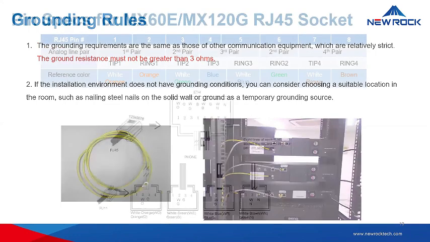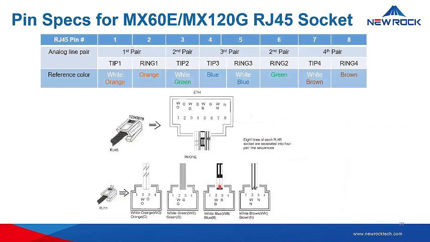Yeah, this is the pin specs for MX60 and MX120G. So this is the RJ45, and these are the RJ11 pairs. Each line on the RJ45 is to be separated into 4 pairs. So this is the line sequence.